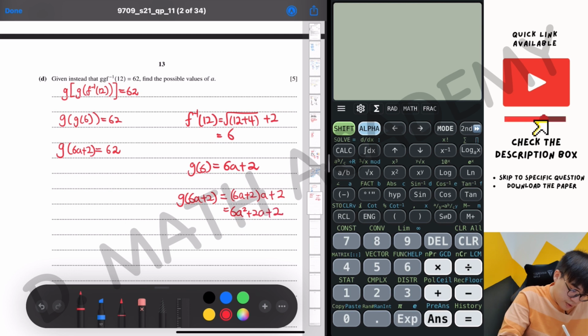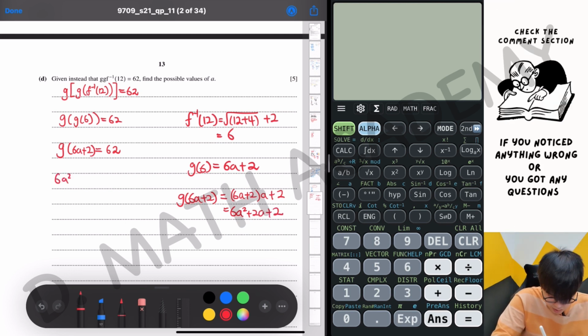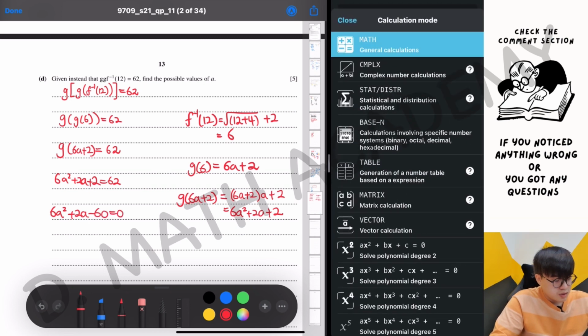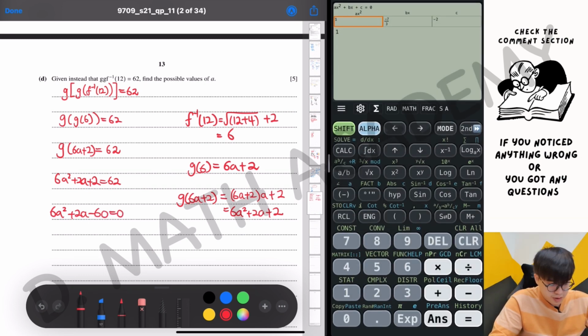squared plus 2a plus 2. When you readjust it, it becomes 6a squared plus 2a minus 60. So try to trace these results here. 6 to negative 60. See whether we can get the results or not. You will actually get 3a plus 10 as well as a minus 3.